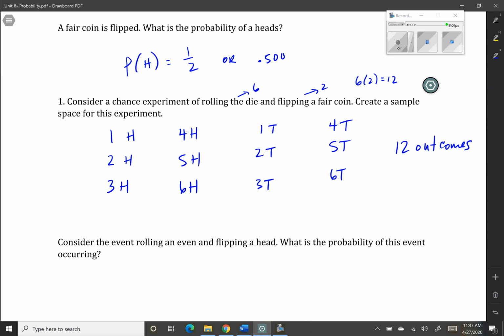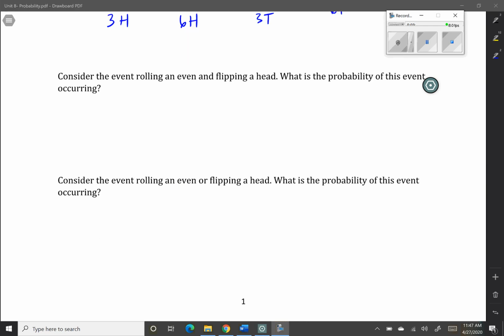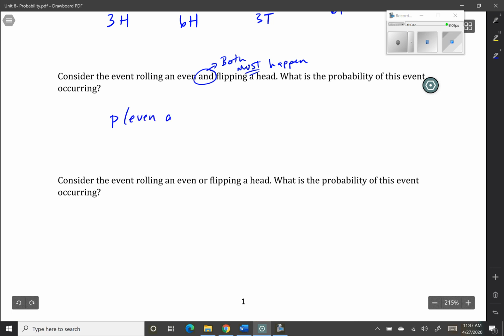So it says, consider the event of rolling an even and flipping a head. What is the probability of this happening? In our sample space, we have this word and, right? And means both must happen. So the probability of rolling an even and flipping heads is however many outcomes out of 12 satisfy both of those conditions.